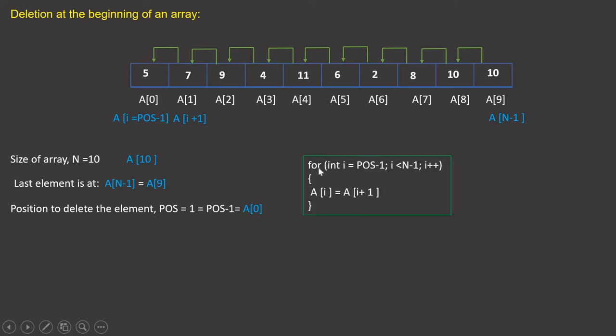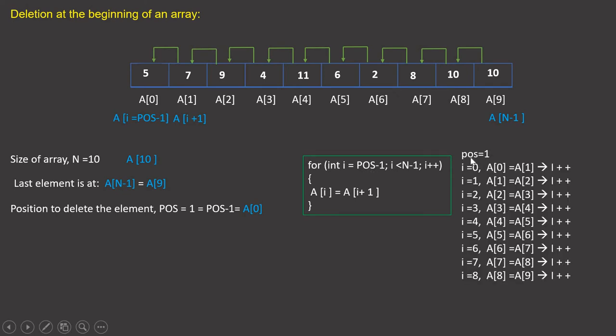So if we need to write the code, first we initialize i with the 0th position, or you can say the 0th index, when the position is 1. So we will write i is equal to position minus 1. Here the position is 1, but we are writing i equal to position minus 1, which means the indexing will start from 0.